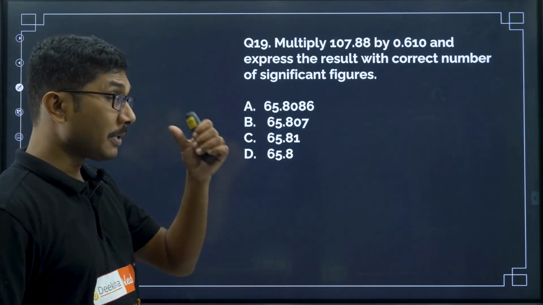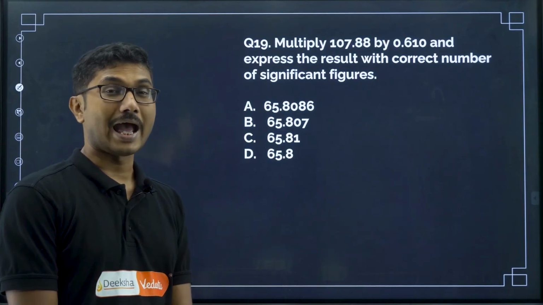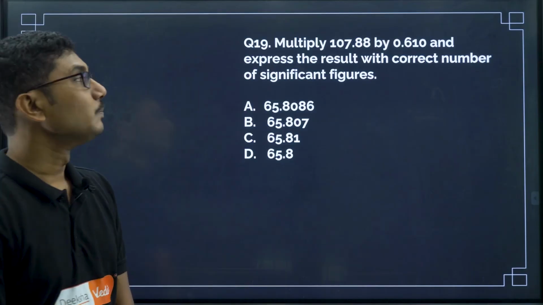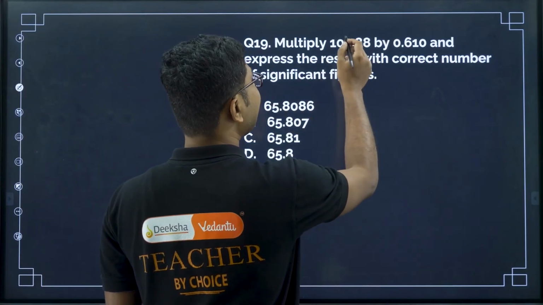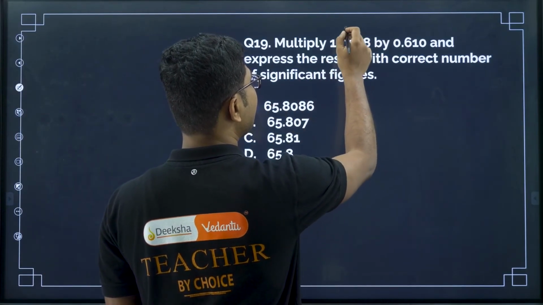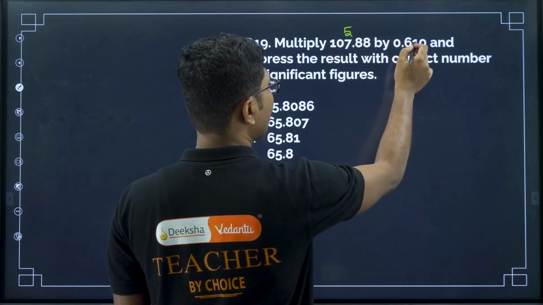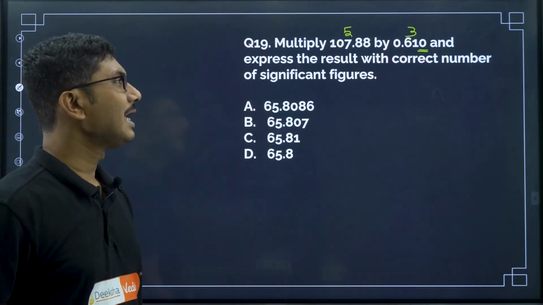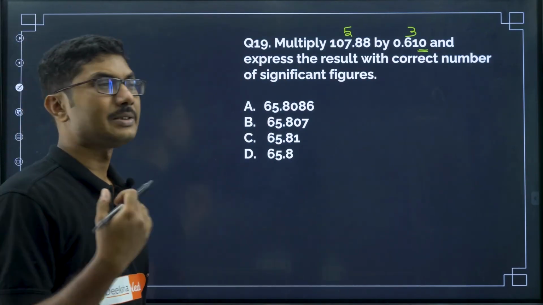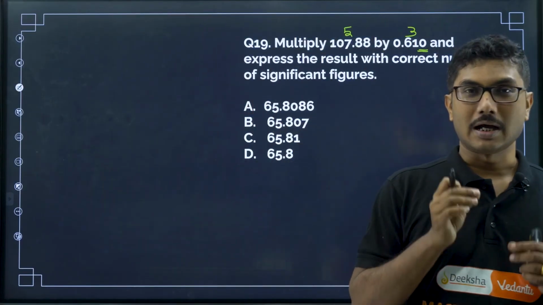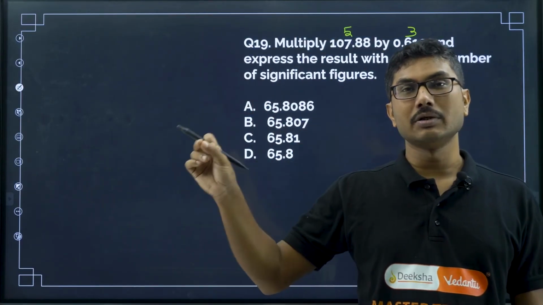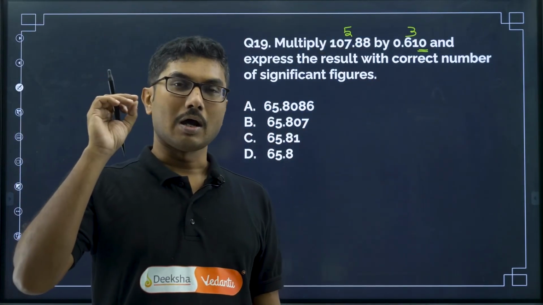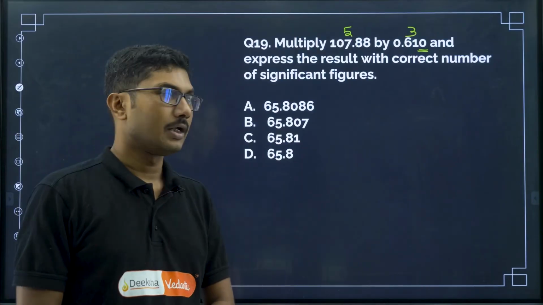Because you are multiplying, your result should have the minimum significant figures of these two multipliers, right? So if you see, 107.88 has 1, 2, 3, 4, 5 significant digits. This has 1, 2, 3 significant digits. Remember that this 0 is significant because it is coming after the decimal. If it starts with 0.00, then that 0 is not significant, but if it is 50.0 or 0.50, that 0 is significant. You need to remember that.